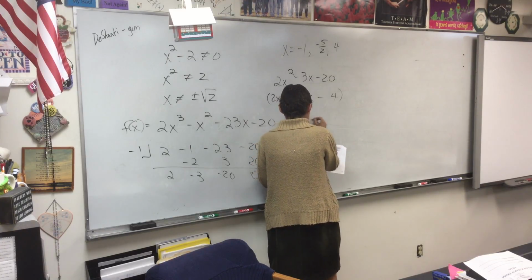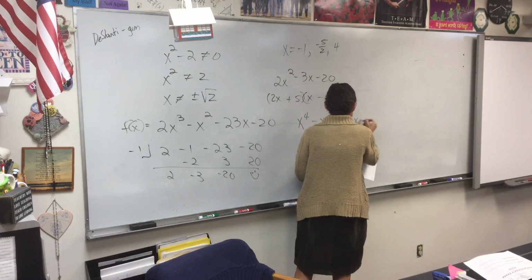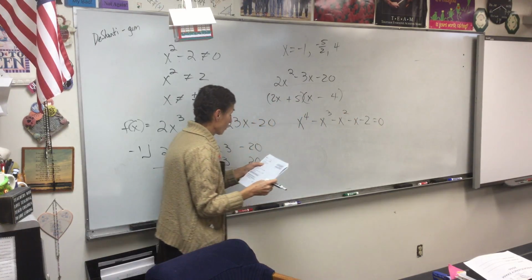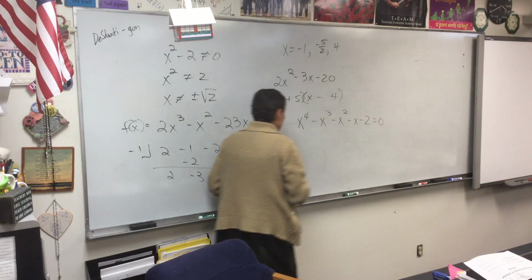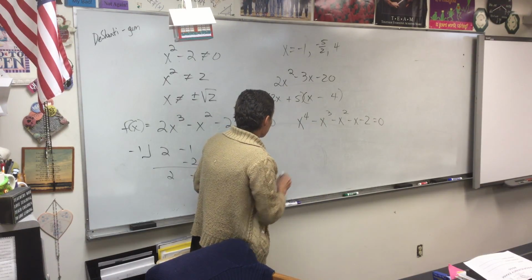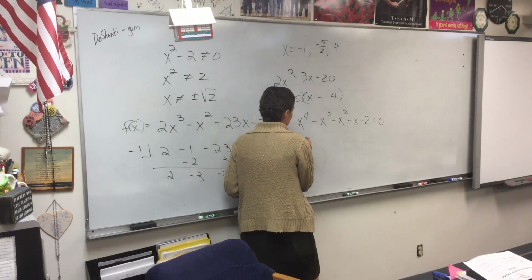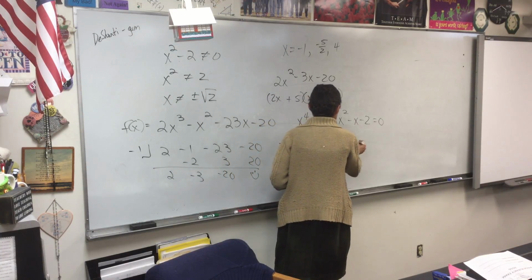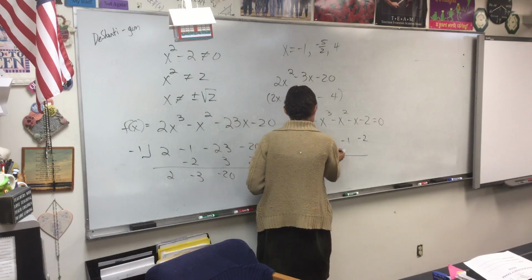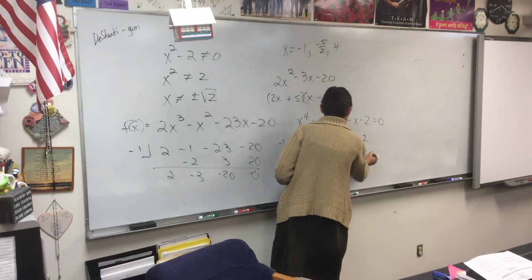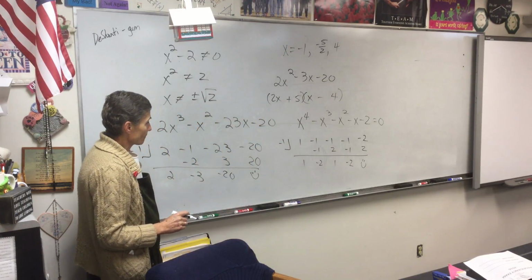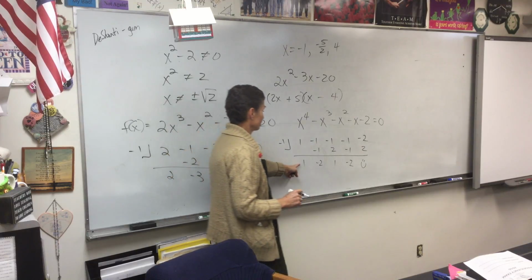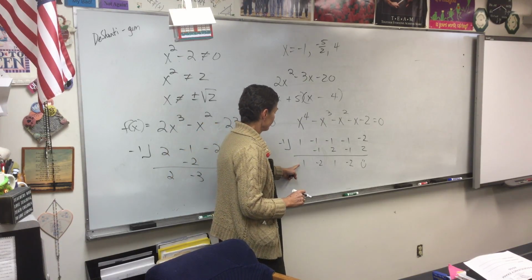B is exactly the same idea, only there's going to be more of them. We don't have any choices here, just the twos and the ones. What do you think? Does 1 work? No. Does -1 work? Okay. So -1 worked. What's left? X cubed.